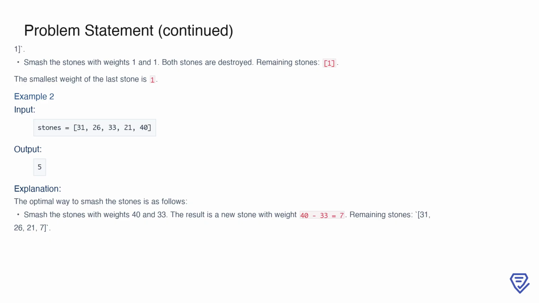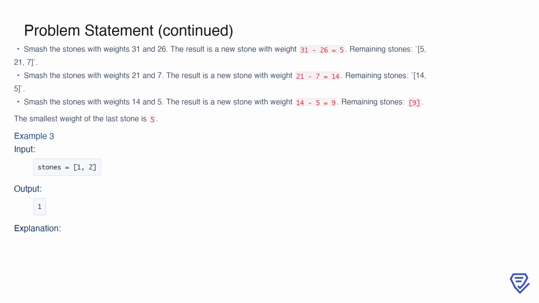Suppose the input array is stones equals [31, 26, 33, 21, 40]. Again, we follow the same process. First, we smash the two heaviest stones, which are 40 and 33. Since their weights differ, the smaller stone, 33, is destroyed, and the larger one is reduced to 40 - 33 equals 7. The remaining stones are 31, 26, 21, 7. Next, we smash the stones with weights 31 and 26. The smaller stone is destroyed, and the larger one is reduced to 31 - 26 equals 5.